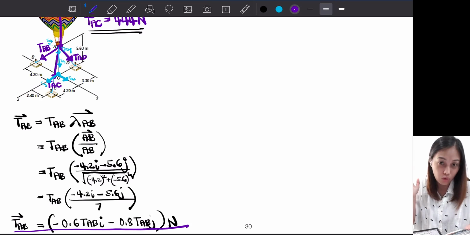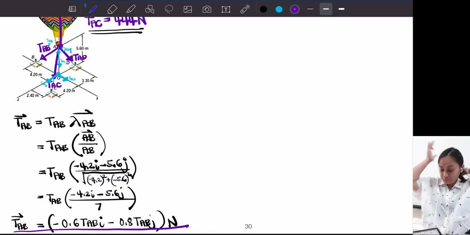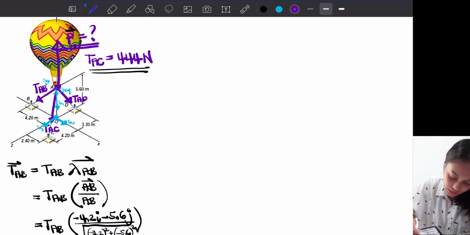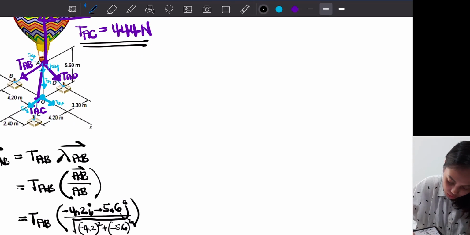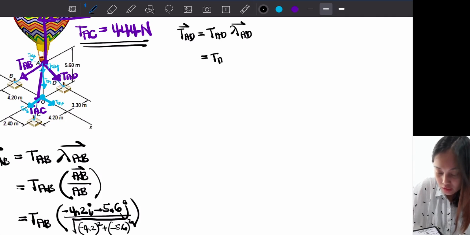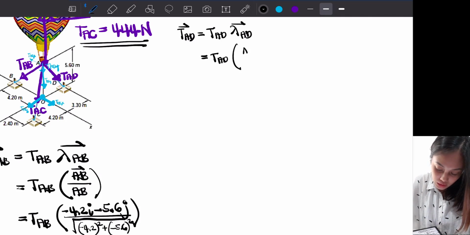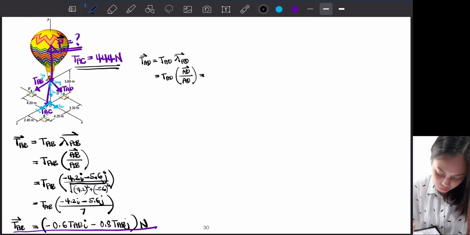Component niya is along x ug along y lang. Wala siya component along z. Ang TAB. Okay, last. Kailangan na to i-determine ang vector TAD, which is equal to the scalar value unit vector from A to D. Again, TAD is unknown. Tapos, this is AD over AD, or distance AD.